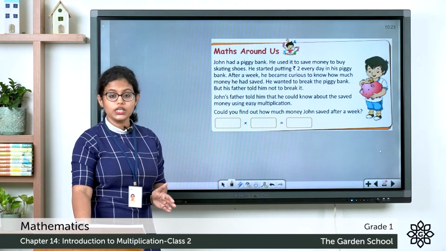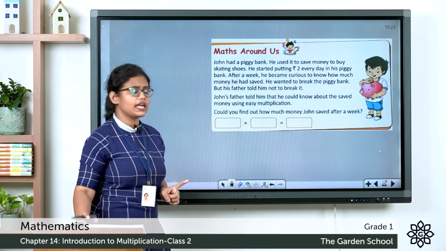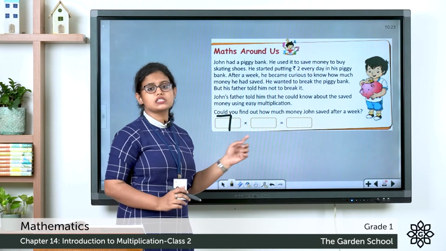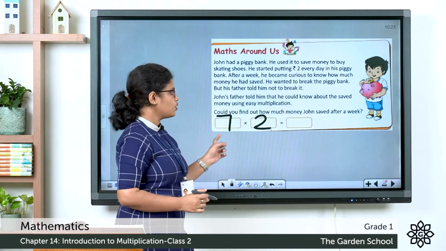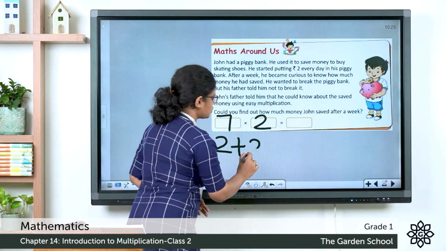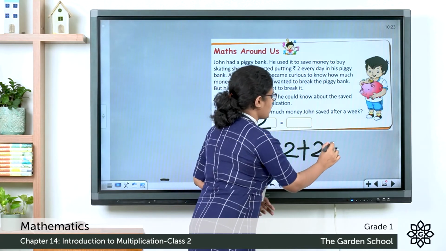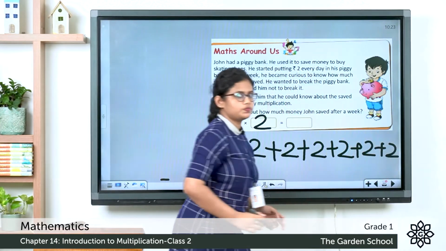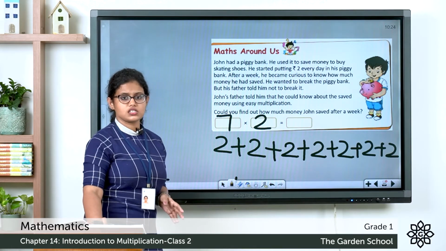Okay, so after a week, he wanted to count it. So, in a week, how many days are there? 7. And he put 2 rupees every day, right? So, 7 into 2. So, that is 2 plus 2 plus 2 plus 2 plus 2 plus 2 plus 2. So, he put 2 rupees on 7 days.